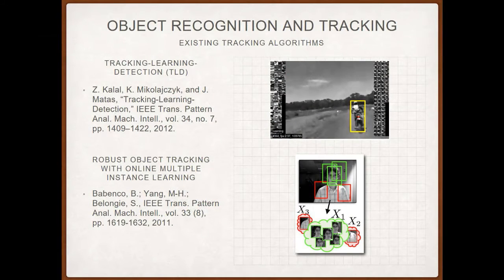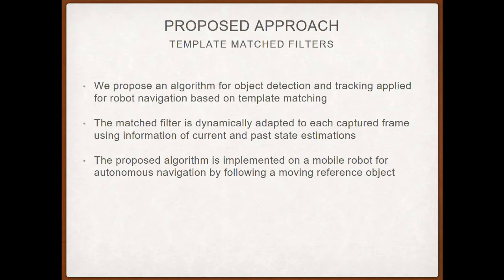These algorithms have in common that once the object of interest is defined, the algorithm learns as time passes. So it becomes more robust. Here in CITEDI, we propose the use of the template matching approach to design a tracking algorithm applied for robot navigation.